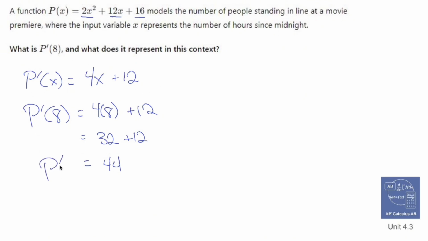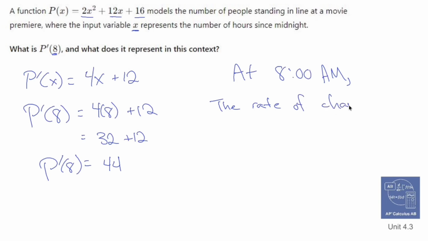So we found out p prime of 8 is 44, so part 1 is done. Now what we need to find out is what it means in this context. Well, 8 would represent 8 hours after midnight. So we could say at 8 a.m., the derivative being 44 means the rate of change, because that's what the derivative gives us, is going to be 44 people per hour. So you're given a rate of change, and at this time, 44 people per hour are watching this movie at 8 a.m., at that specific time. So that's what it means in this context.